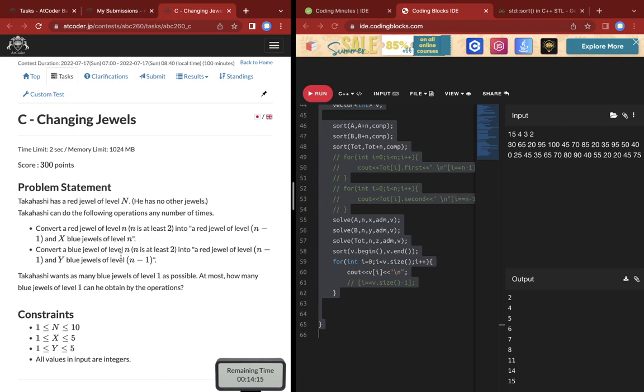Convert a blue jewel of level n into a red jewel of level n minus 1 and Y blue jewels of level n minus 1. Takahashi wants as many blue jewels of level 1 as possible. At most, how many blue jewels of level 1 can he obtain by the operations?